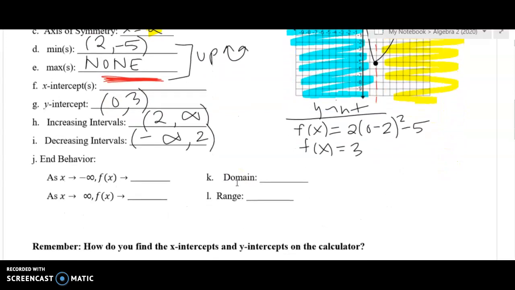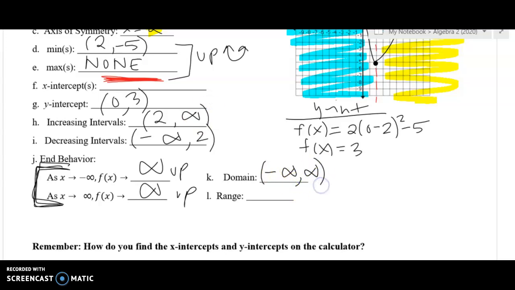Then this end behavior part might only be for Miss Idscience class, but it's also just good to know. This is where the ends of the graphs are pointing. Both of the ends are pointing up, so both of these would be positive infinity. The domain is the x values. This goes forever to the left and forever to the right, meaning all real numbers, negative infinity to positive infinity.